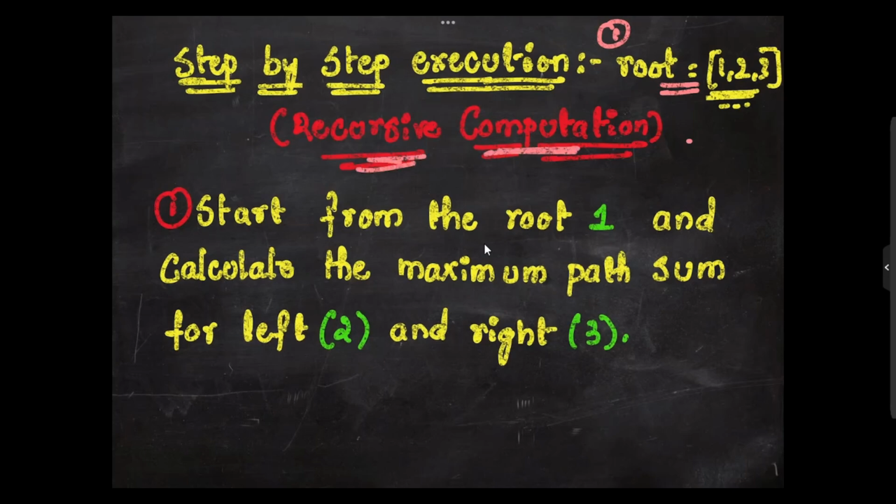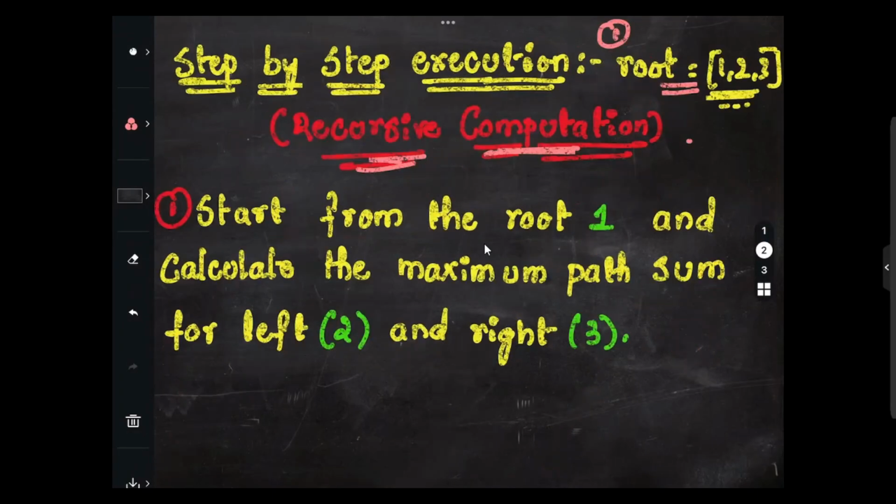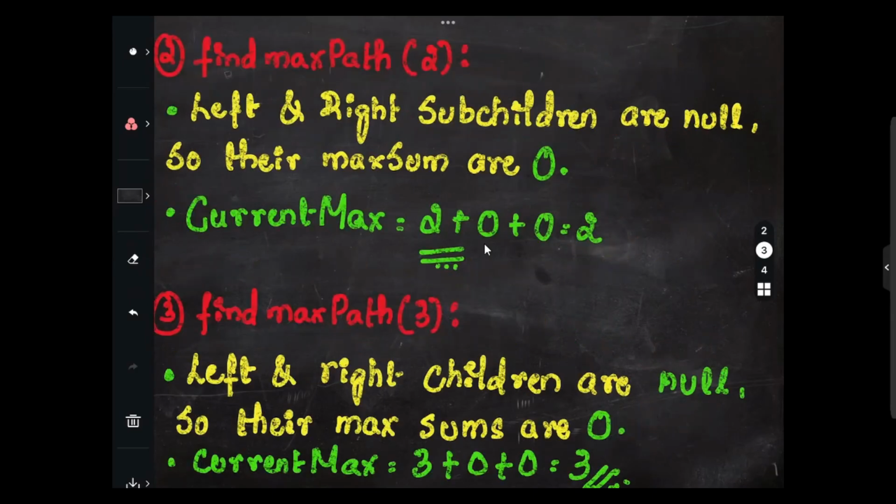So let's come to the first thing here. We are going with the recursive computation. The approach that we are going with is recursive DFS with backtracking. The first step is that we will start from the root 1. Here is the diagram: 1, 2, 3. We will start with the root 1, and we will calculate the max path sum for the left 2 as well as the right 3. So first we'll start from root 1 and calculate the maximum path sum for left 2 and right 3. Let's move on with the second step.